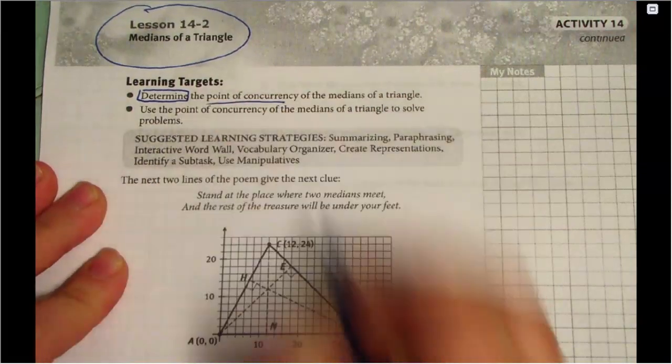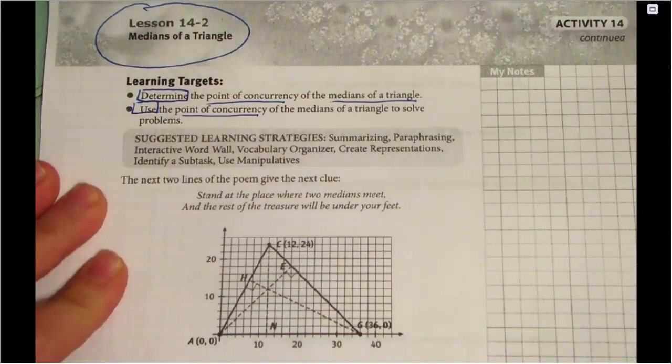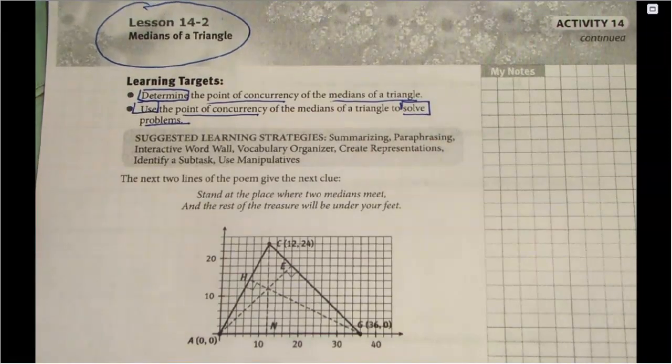Our goal is to determine the point of concurrency of medians of a triangle, and then use the point of concurrency of medians of a triangle to solve problems. So exactly like it was on Monday, but we're doing it for medians instead of altitudes. Okay, and medians is so much easier. You're going to like this so much better than the altitudes.